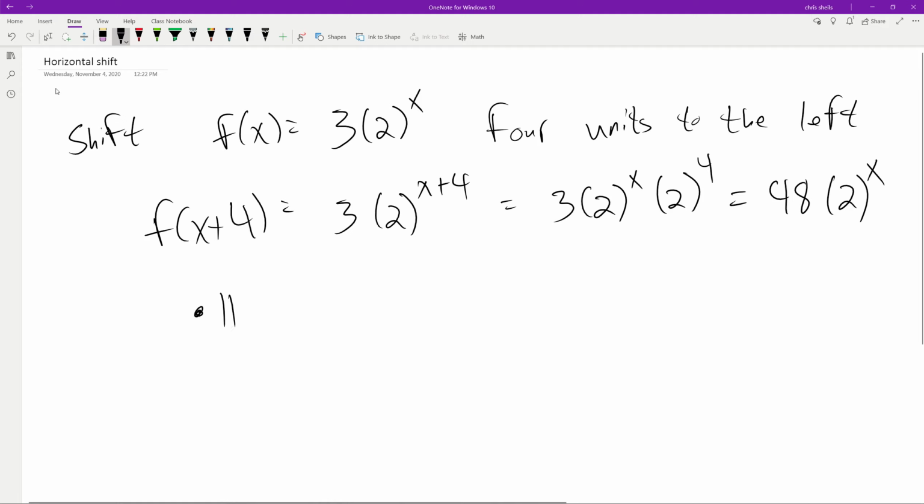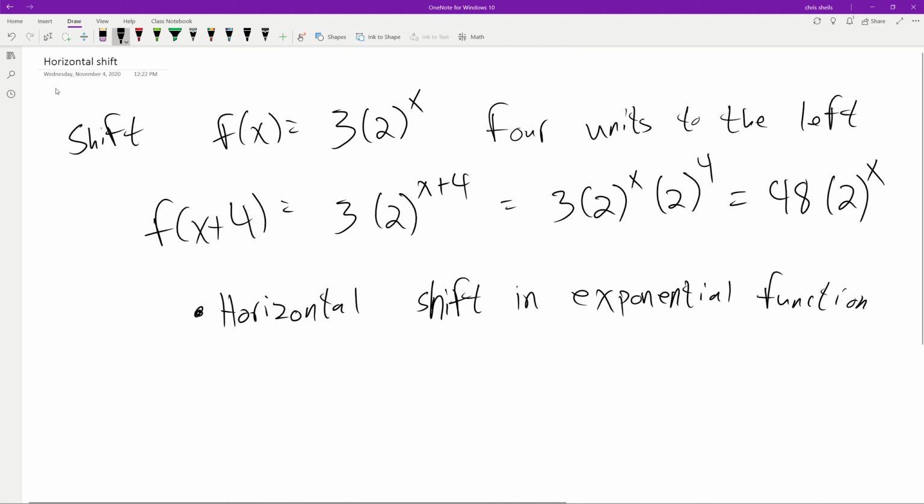So notice that a horizontal shift in exponential functions corresponds with a change in the initial value of the function.